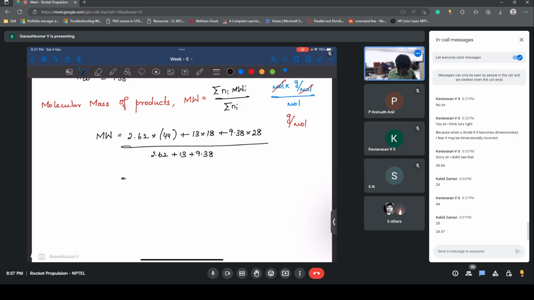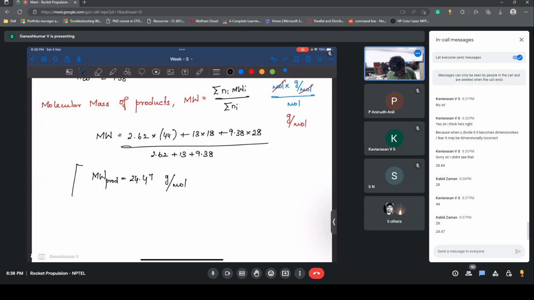How much are you getting? I think it's 24.4, sir. Okay. So it is actually gram per mole, right? This is the molecular mass or molecular weight of the product species.